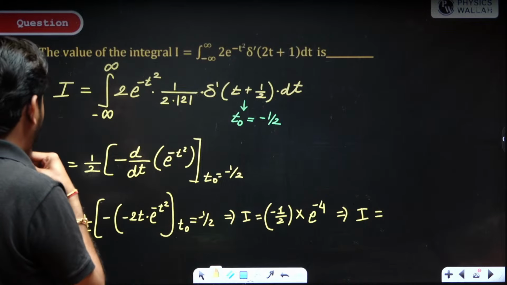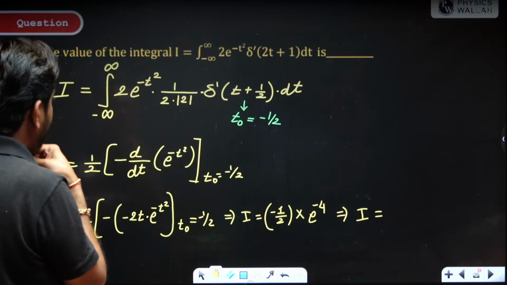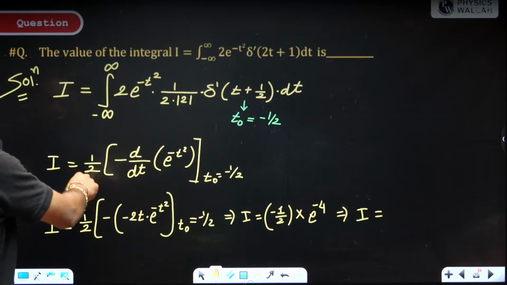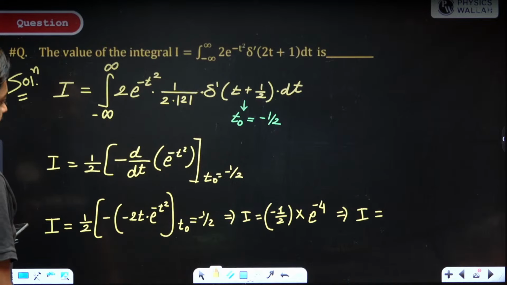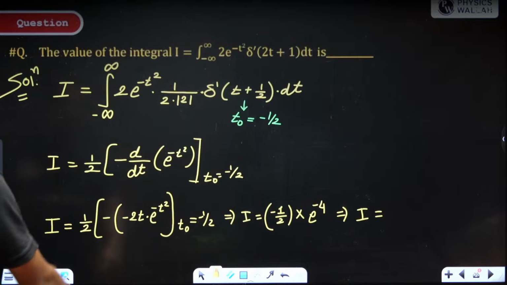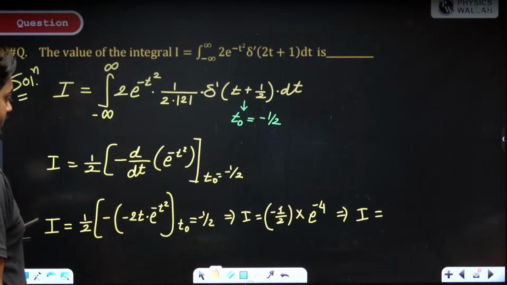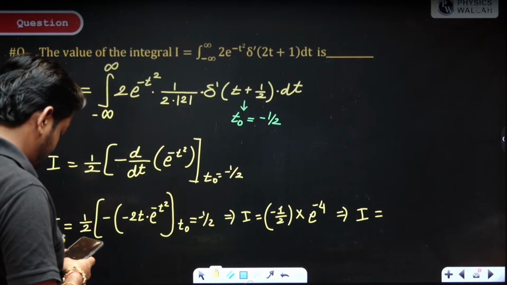So 2 into e power minus t square. So 1 by 2, mod 2 gets cancelled, 1 by 2 minus d by dt of e power minus t square. So this is e power minus 1 by 4. 2 gets cancelled out, minus 2 cancelled out. t equal to minus 1 by 2. So minus 1 by 2 e power minus 4.